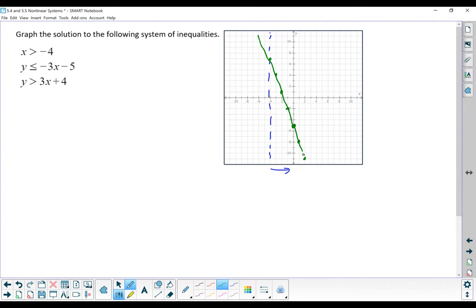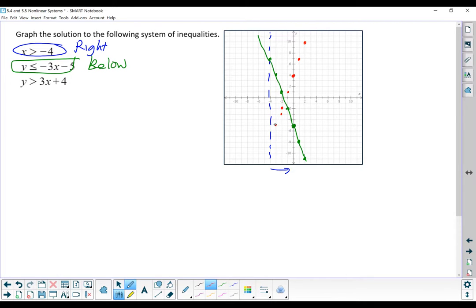It's easier to draw a straight line on a smartboard than it is on a tablet.